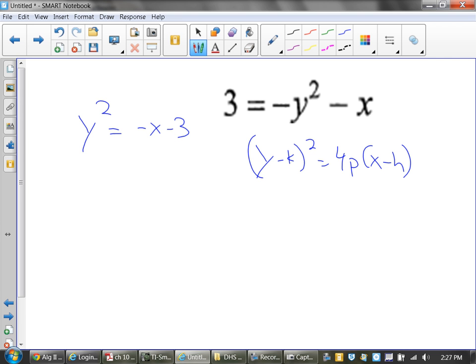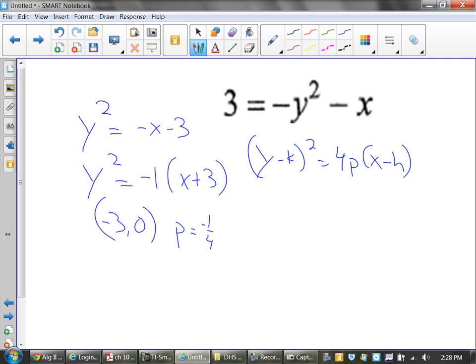Which means what do I have to do to the negative x minus 3 in order to get it in that form? Take out the negative 1, yeah. So you have y squared equals negative 1 times x plus 3. So what's your h and k? Negative 3 and 0. Yeah, negative 3 and 0. And what's your p value? Good.